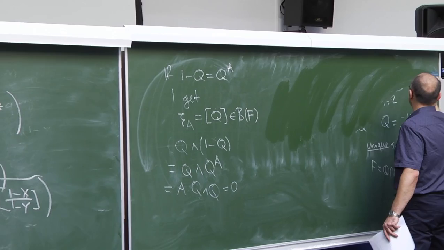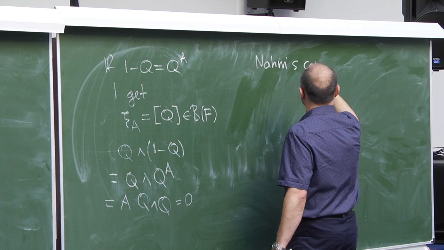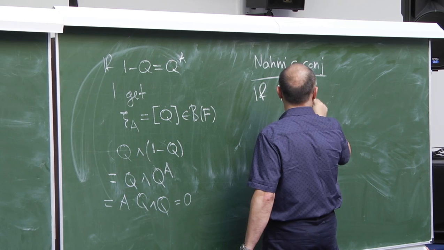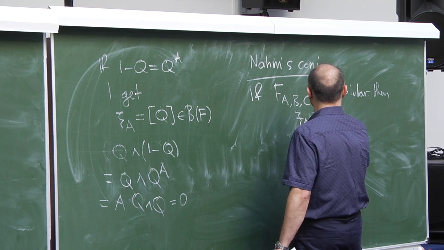So now I have all the ingredients to formulate Nahm's conjecture. Nahm's conjecture says that if a Nahm sum is modular, then the element of the Bloch group is torsion.